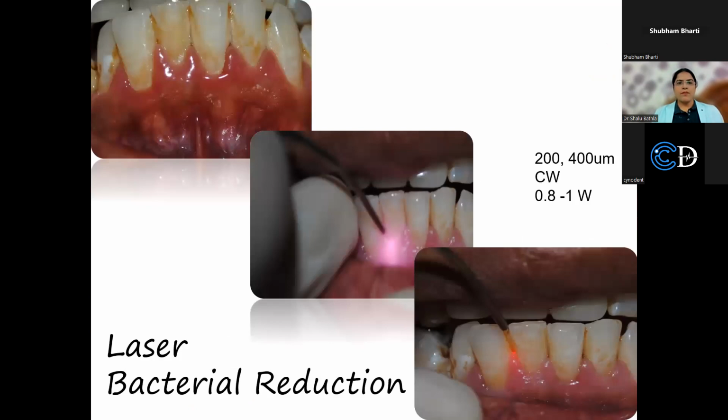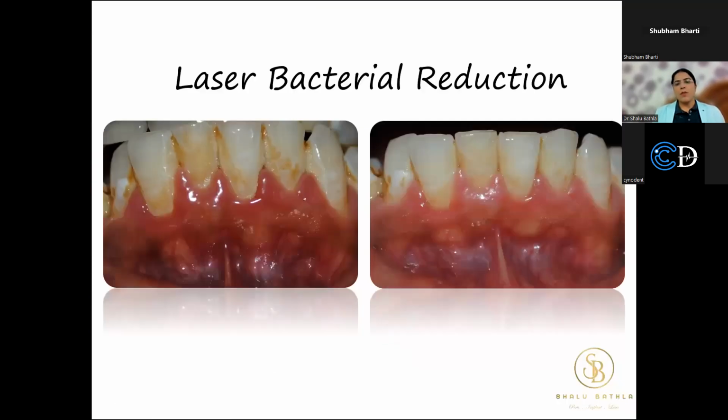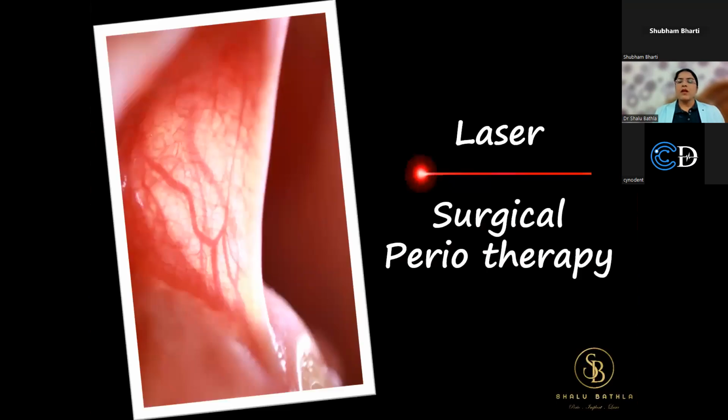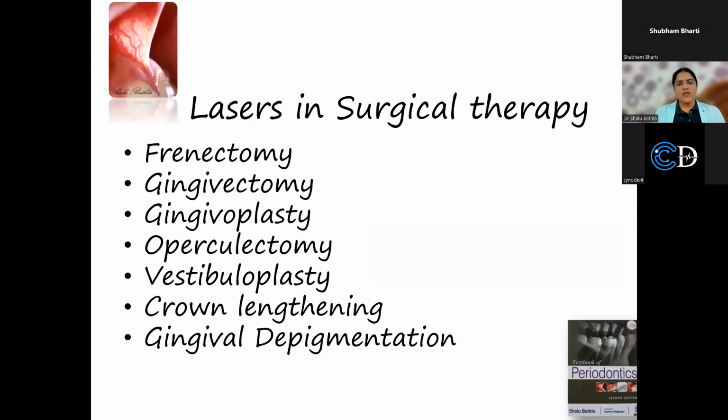This is a slide showing how we use the laser for laser bacterial reduction in the pocket, and this is the glass fiber optic cable. These are the power settings through which the light was delivered into the pocket and the pocket depth was reduced. This is the pre-op and the post-op picture. Lasers can be used in surgical periotherapy also, in frenectomy, gingivectomy, gingivoplasty, operculectomy, vestibuloplasty, crown lengthening, and gingival depigmentation.